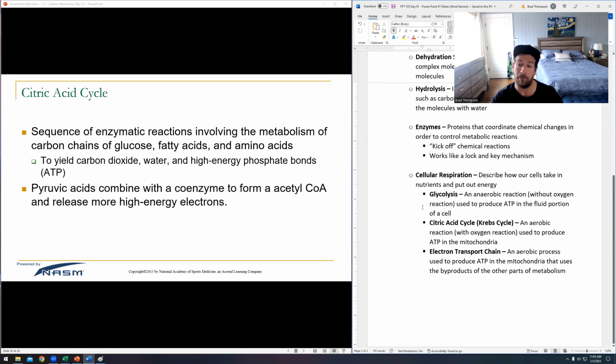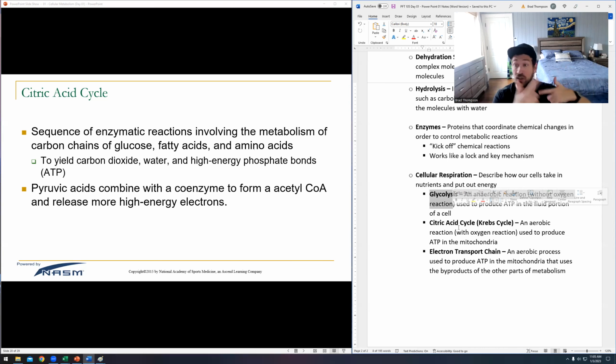Remember, glycolysis took in glucose, spit out energy, and then as a byproduct, it also on the side made lactic acid. We're going to use that byproduct. We're going to recycle it, right? And we're going to use it in the citric acid cycle. Looks something kind of like this.